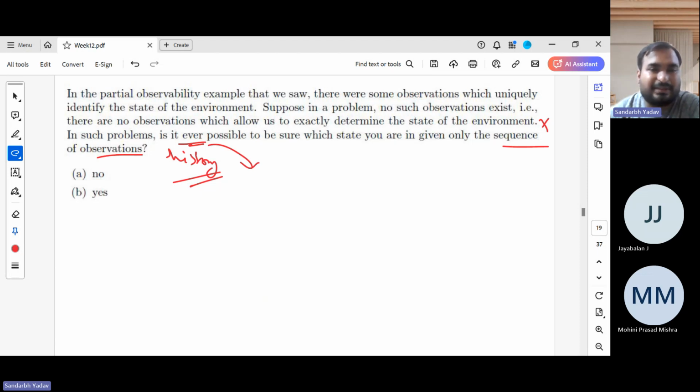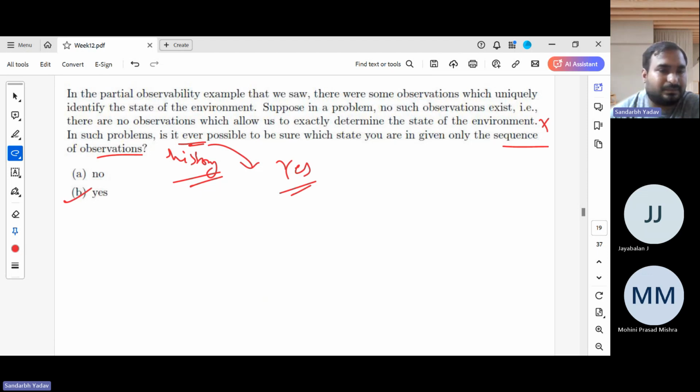Like maybe in some special example, is it ever possible to be sure which state you are in? It's not saying that it's always possible. It's just saying, is it ever possible to be sure which state you are in, given only the sequence of observations? Yeah, it is possible, right?